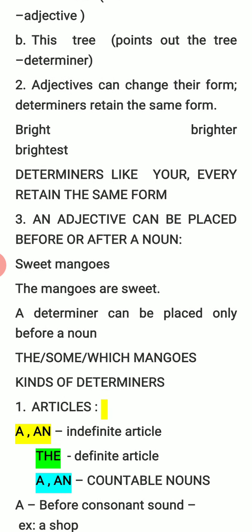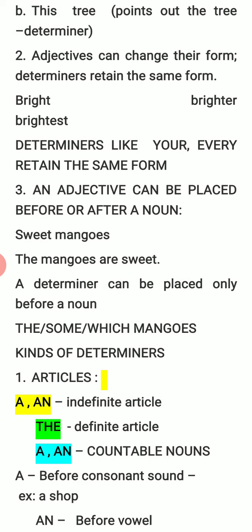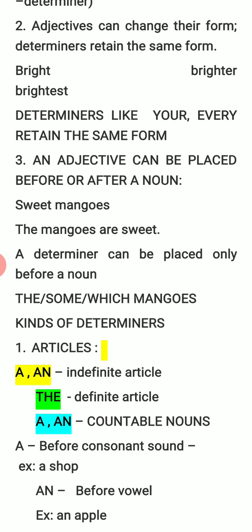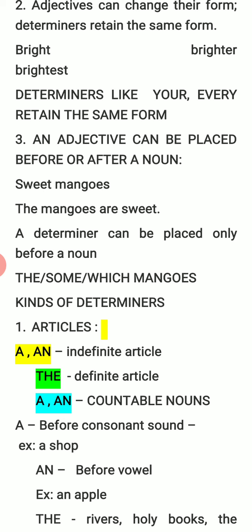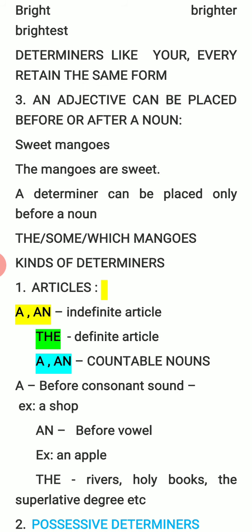Now the next is the kinds of determiners. There are different kinds of determiners. One by one we will read that. First one is articles. Already you have read the articles in the previous class. Yes or no? Okay. First one is a, an and the. These are the articles. A and an are indefinite articles. The is a definite article.